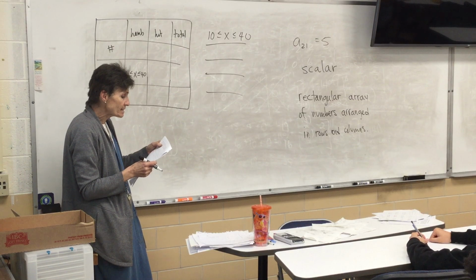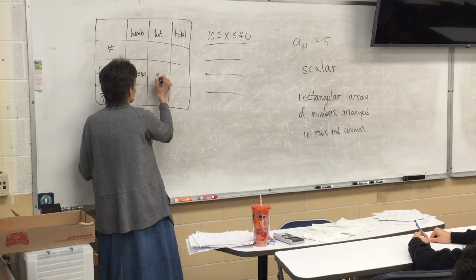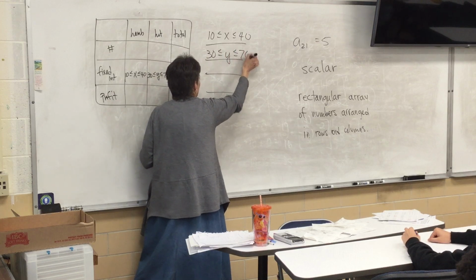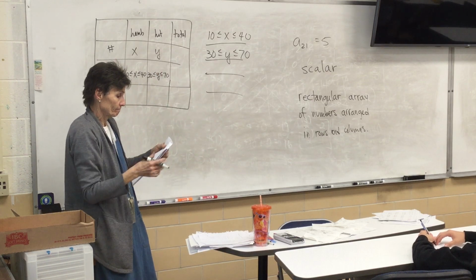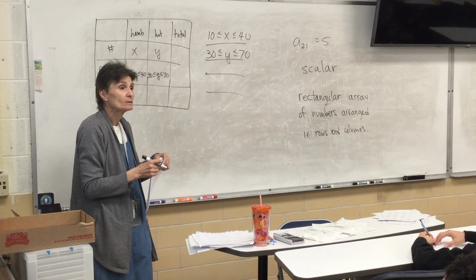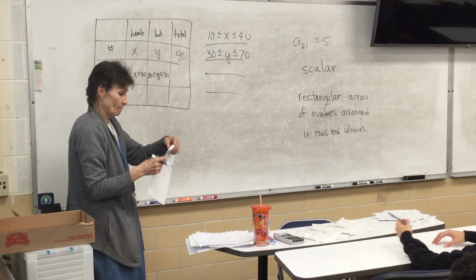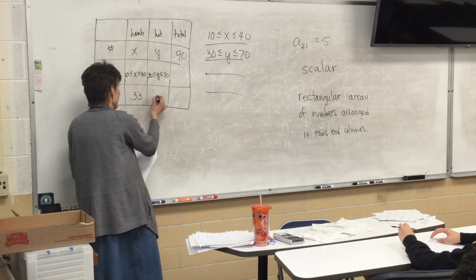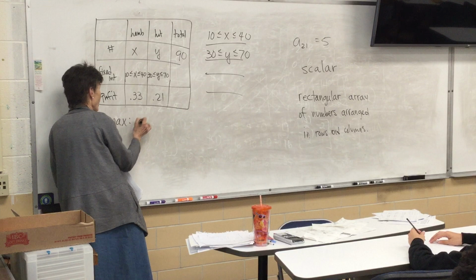He has to sell at least 30 hot dogs, but he can't cook more than 70. So don't the hot dogs have to be between 30 and 70? I automatically made hamburgers X and hot dogs Y. We can't cook more than 90 sandwiches altogether. That's the total number is 90. Does everybody see that? The profit on a hamburger is 33 cents, and on a hot dog is 21 cents. And I want to maximize my profit.